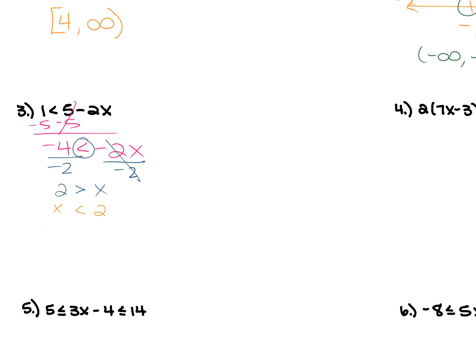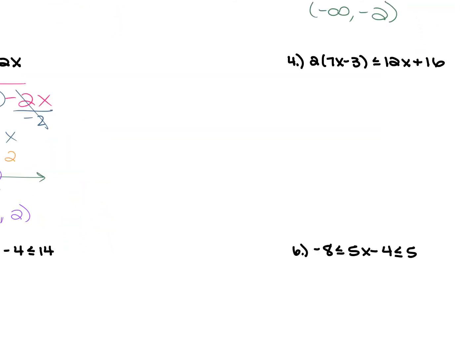So on your number line, you find that 2. That 2 is going to get an open circle. X is on the left in your inequality. Your sign's pointing to the left, so your line's going to run to the left, which means you're going from -infinity up to 2, not including the 2. So the parentheses goes on the 2 and the -infinity.